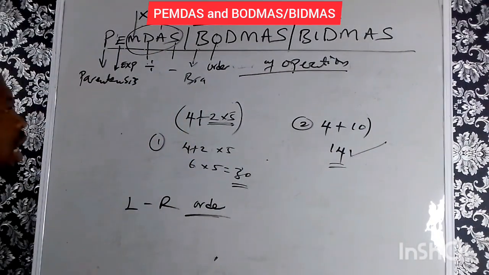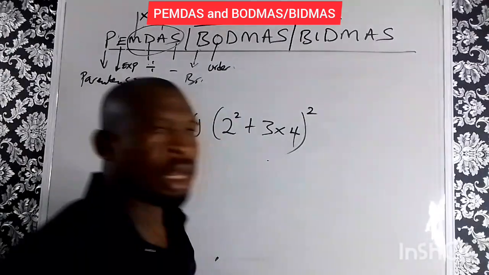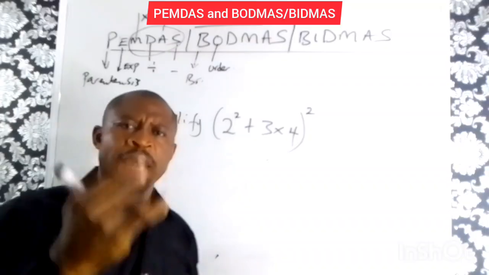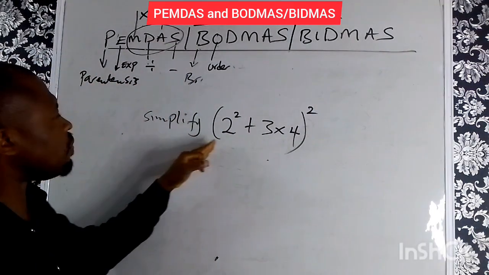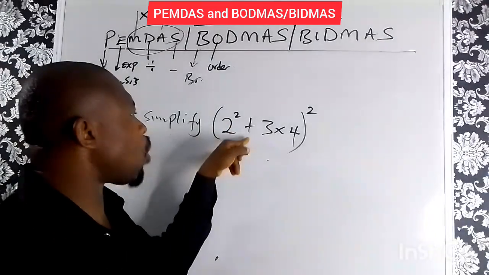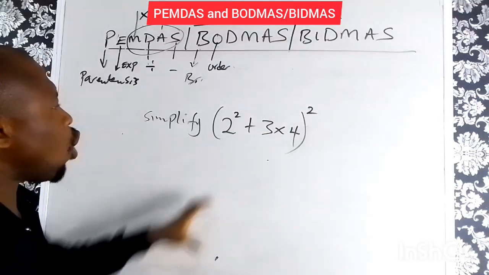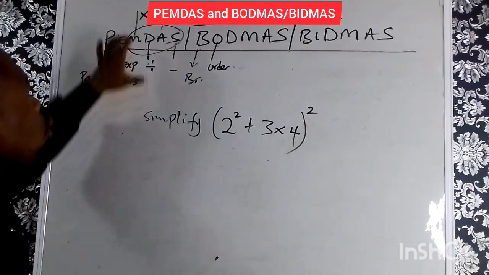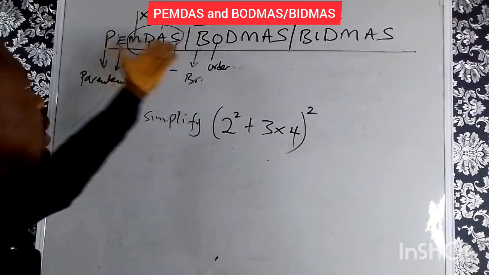Now, let us take a second example. Can we solve this problem? Now, this problem says simplify 2 squared plus 3 times 4 all squared. Now, what we do is we apply the same rule, the PEMDAS or the BODMAS.